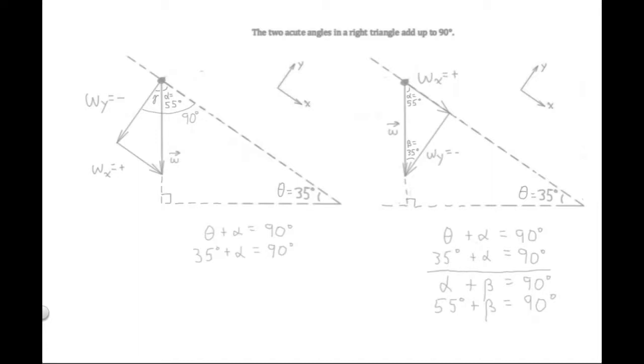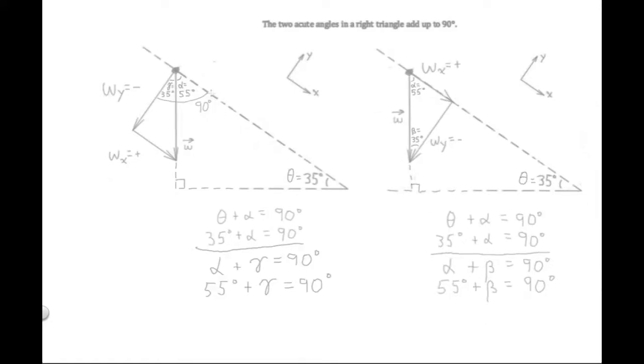Okay, but now our next step should be straightforward. If the angle from here to here is 90, then we know that alpha plus gamma is 90 degrees. Alpha plus gamma is 90, and alpha we know is 55 degrees. So gamma is 90 minus 55, which is 35 degrees. And every time you figure something out, make sure you add it to your sketch. 35 plus 55 is 90 degrees.